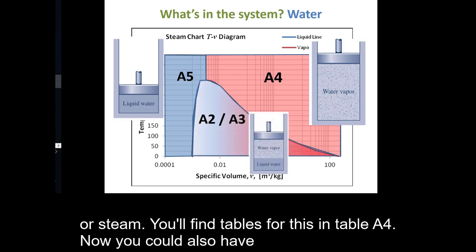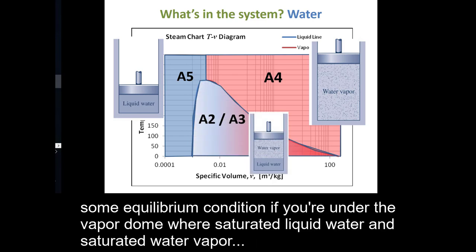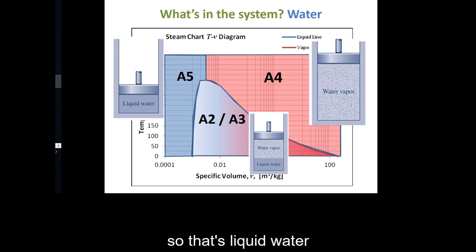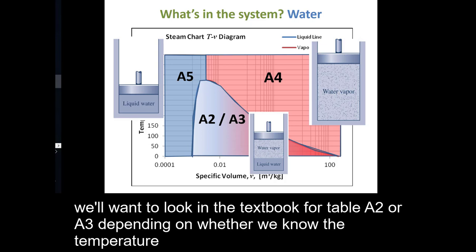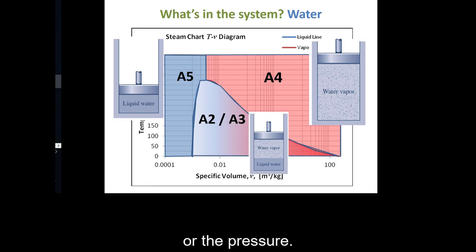Now, you could also have some equilibrium condition if you're under the vapor dome, where saturated liquid water and saturated water vapor, so that's liquid water or water vapor at the temperature required for boiling, can exist at equilibrium. In a case like this, we'll want to look in the textbook for table A2 or A3, depending on whether we know the temperature or the pressure.